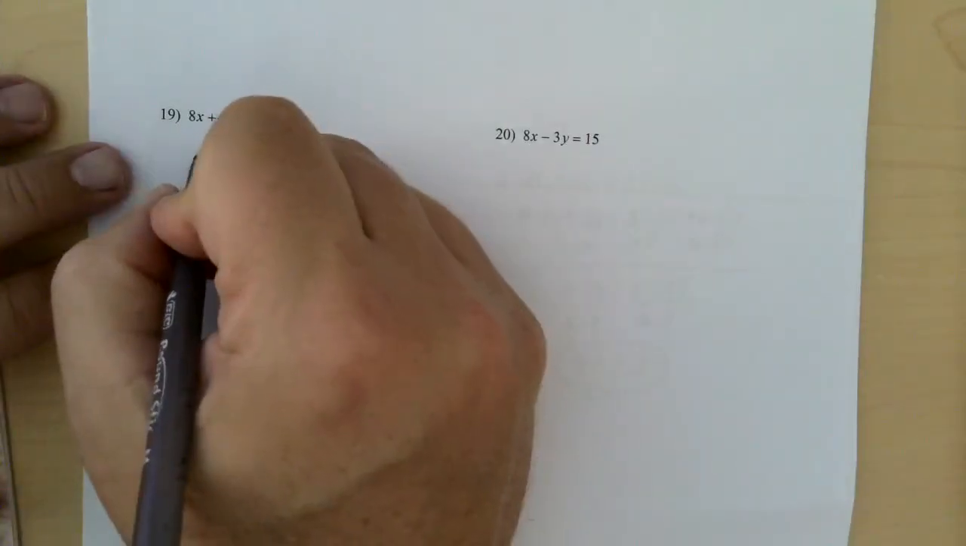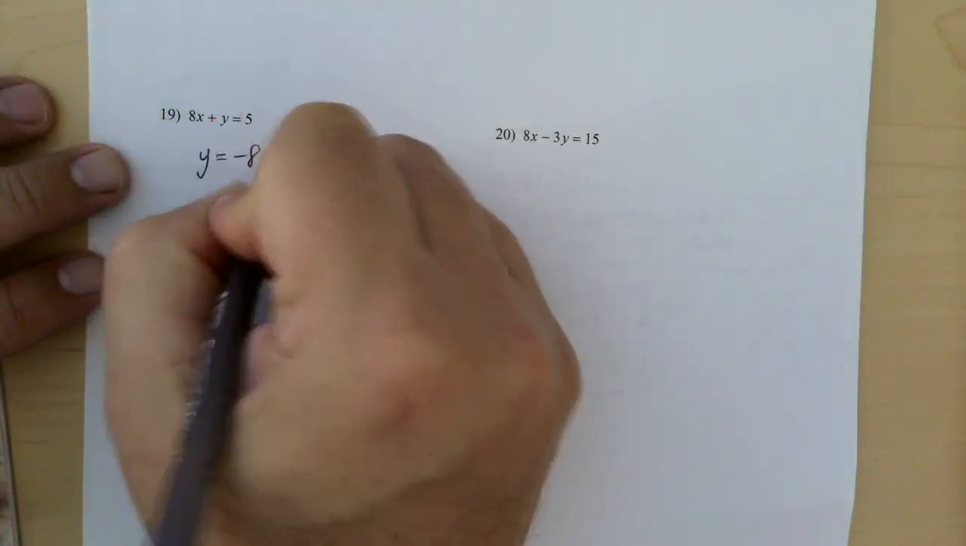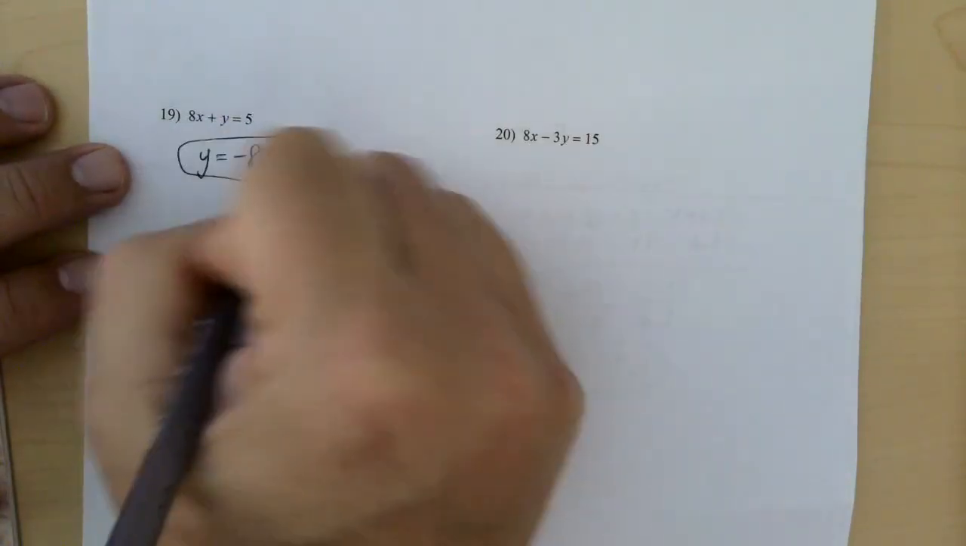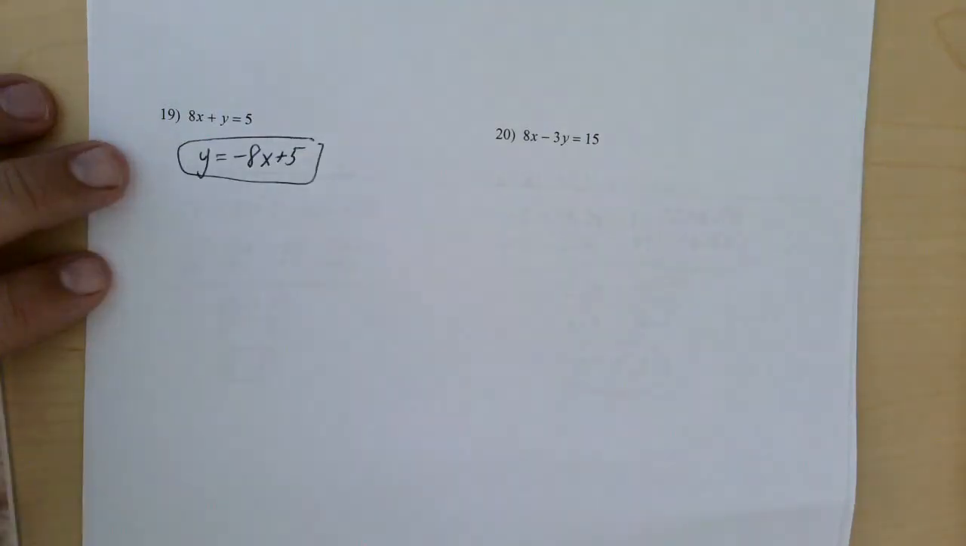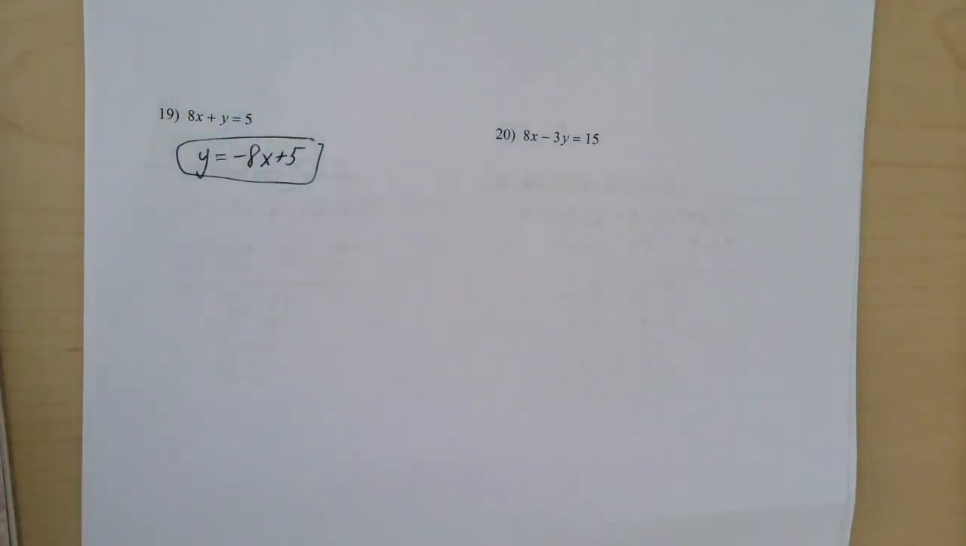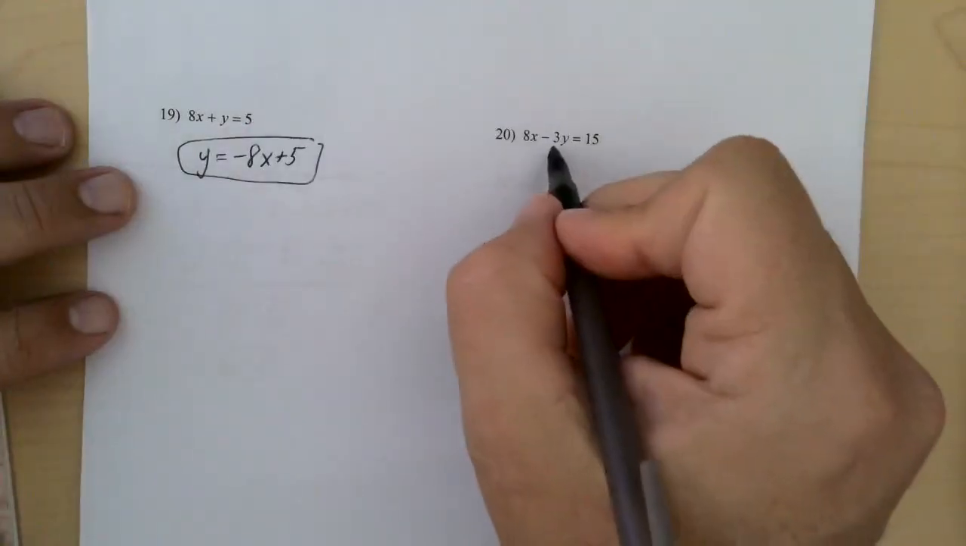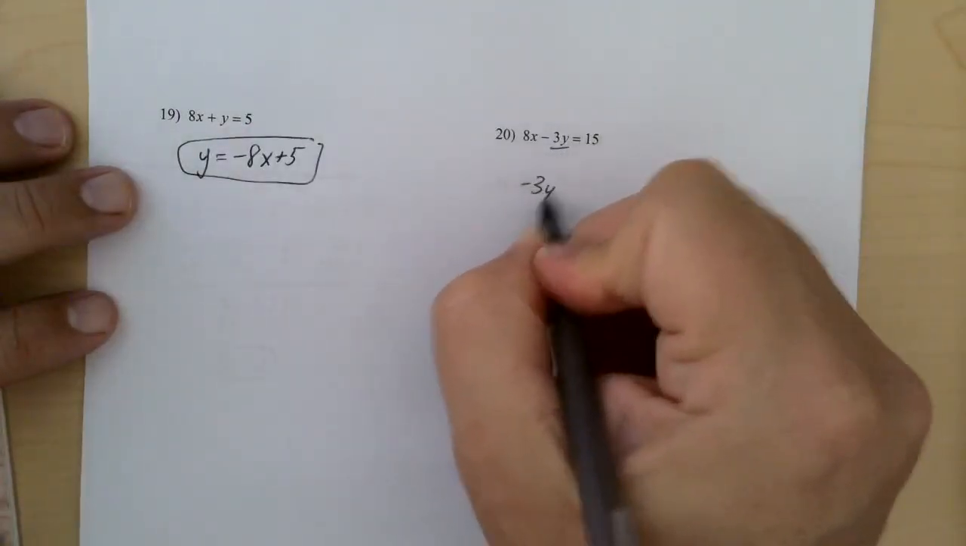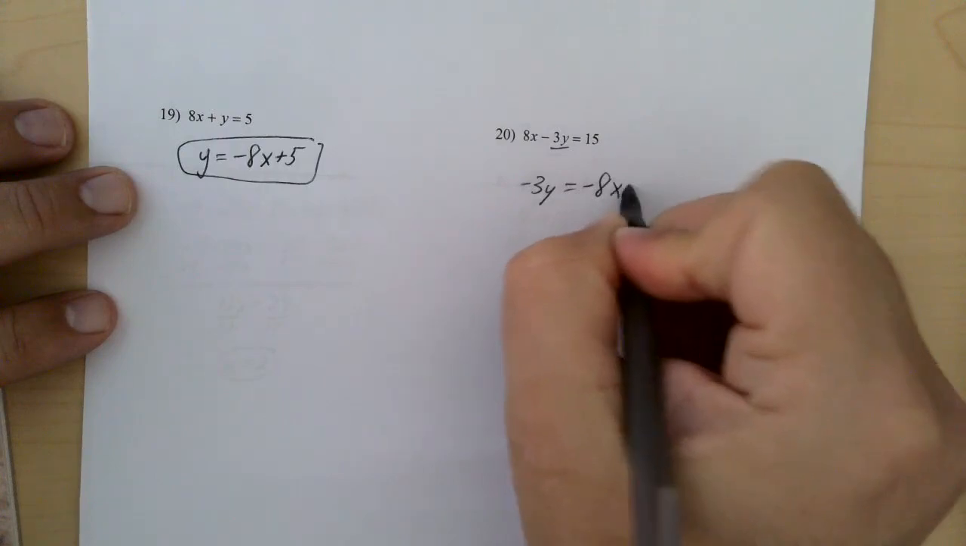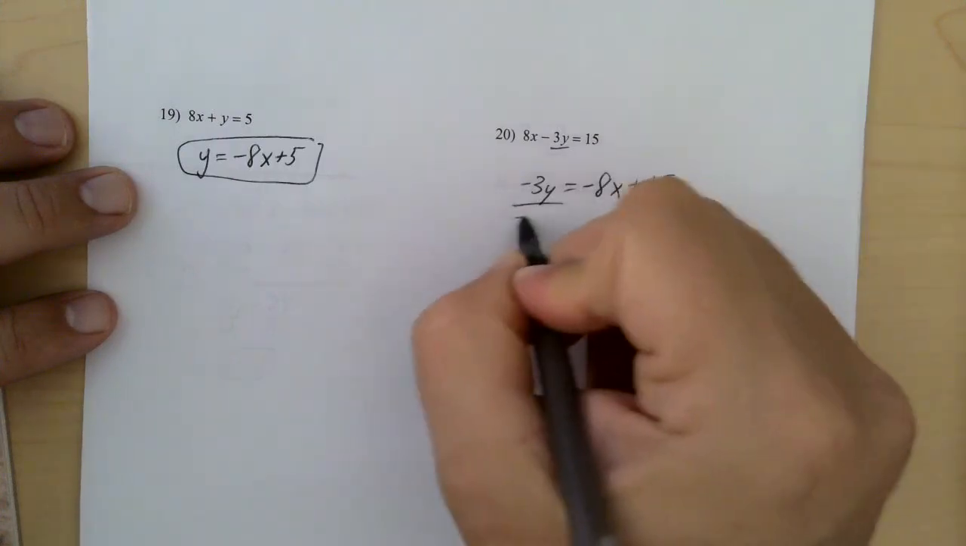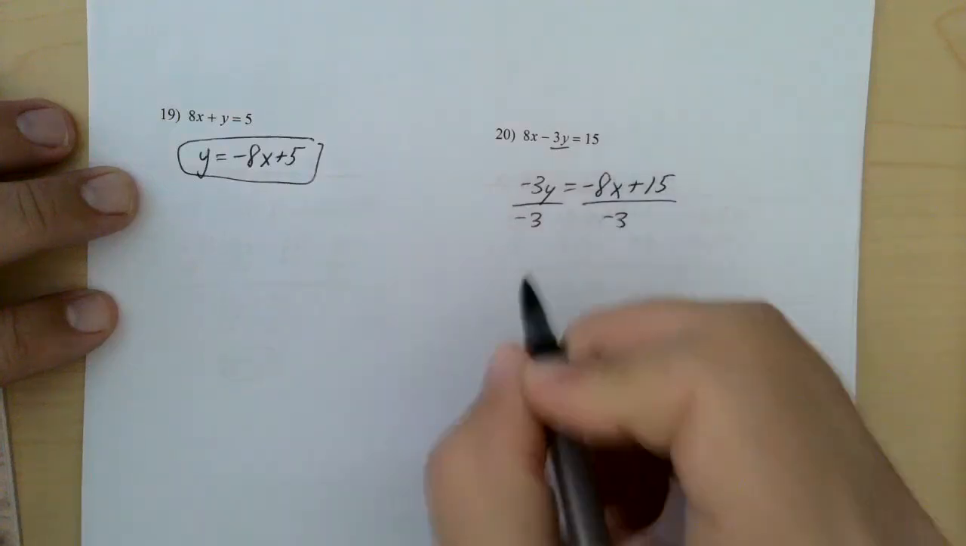This one's probably the easiest one. In one move, I have my answer. Okay, y needed to be by itself. I just had to subtract the 8x. And then this one, 2 moves. First move, subtract the 8x. Second move, divide everything by -3.